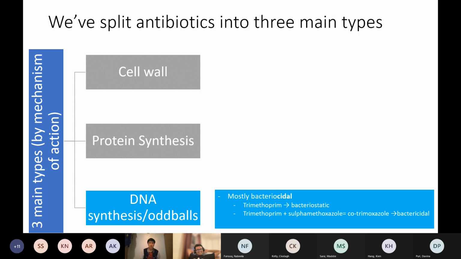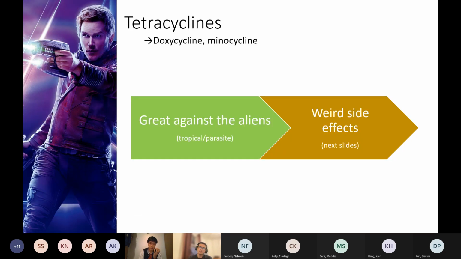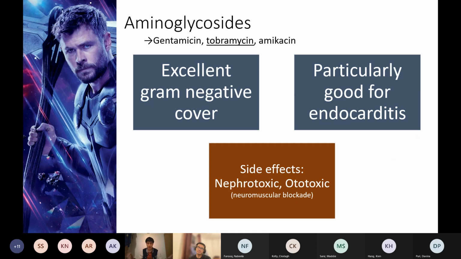Okay, so on to the third and final main type, DNA synthesis and oddballs. Oh, the one thing I meant to talk about: why aminoglycosides are bactericidal rather than bacteriostatic like the other protein synthesis ones. It's because on top of just stopping protein synthesis, it also inhibits the translation checker. So you develop mutations in the proteins as well as just stopping them from developing. And when you have mutated proteins, they do weird functions and cause the cell to die. So aminoglycosides are the one protein synthesis class that are bactericidal rather than static.